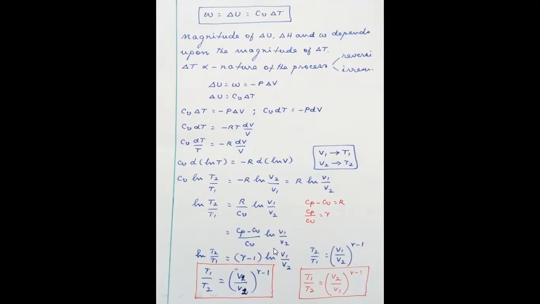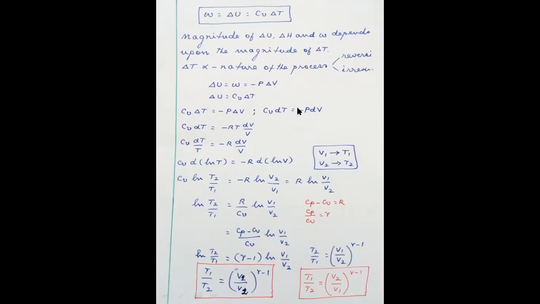So taking off the logarithm by integration, what you are getting is T2 by T1 is equal to V1 by V2 whole power gamma minus 1. So T1 by T2 is equal to V2 by V1 whole power gamma minus 1. That is what is written here. T1 by T2 is equal to V2 by V1 whole power gamma minus 1. If you want to understand, I want to tell you once again, watch closely.